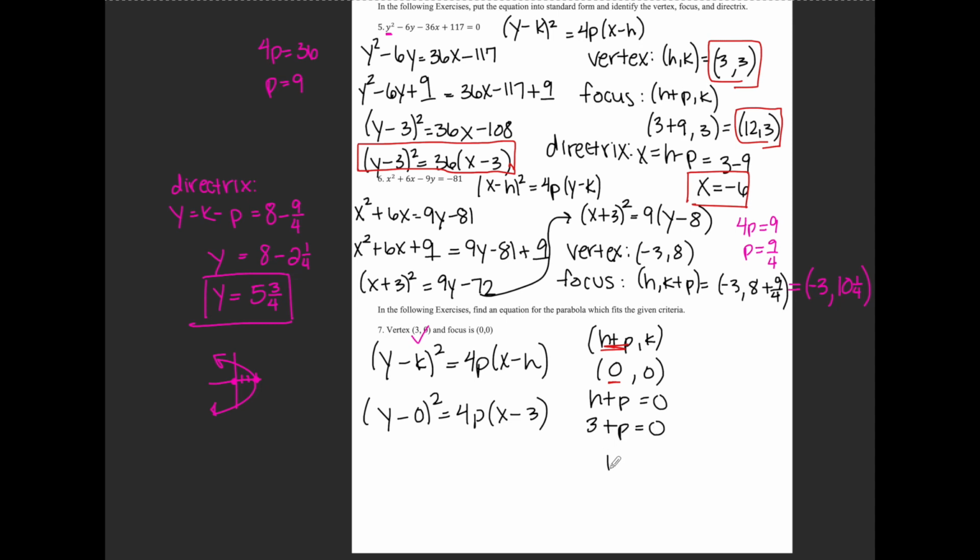So now I can just solve. I subtract the 3 over, I get p is negative 3. I can plug that into my equation here. So I now have (y minus 0) squared equals 4 times negative 3 times (x minus 3). So now this is (y minus 0) squared equals negative 12 times (x minus 3).